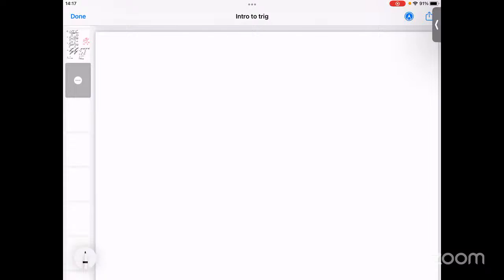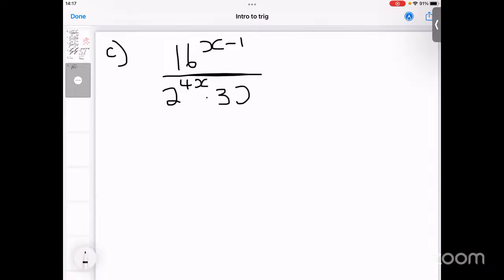So let's now do this one where you are having 16 to the exponent of x, where we minus 1. The whole of that we divided by 2 to the 4x. What else do? We just multiply that by 32. Okay.